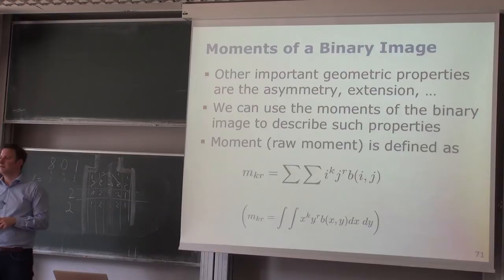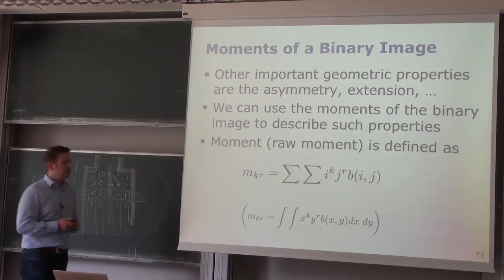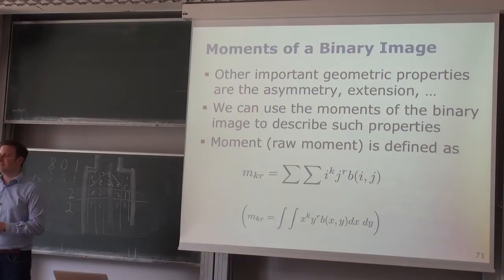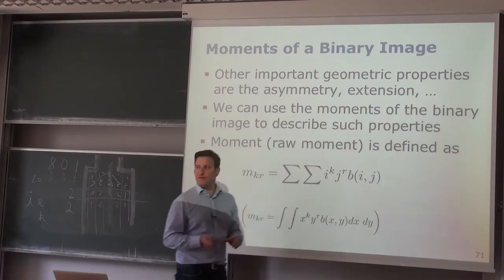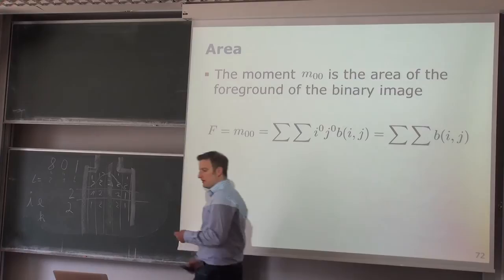What is M00 computing? The sum of intensity values, but we only have 0 and 1 as intensity values. And what is that? The sum of all labeled pixels? Exactly, this is the foreground area. So it simply computes the area. So M00 computes the area just by counting the number of pixels that have the value of 1.